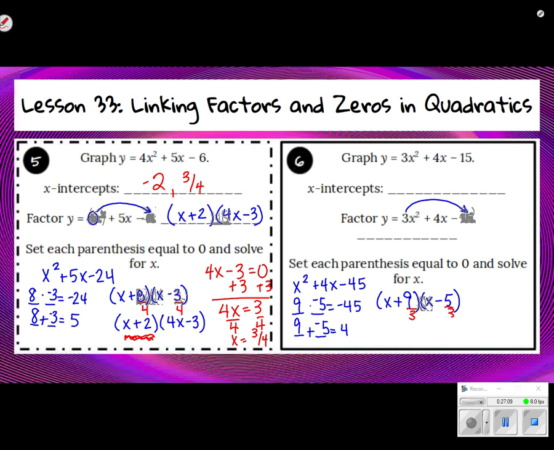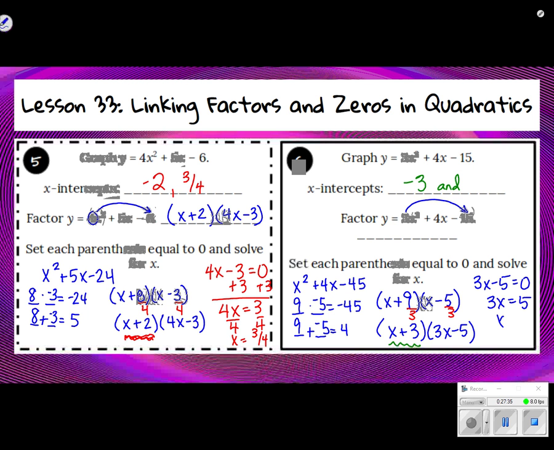And then remember, I have to slide and divide by 3. So I'm going to have x plus 3, 3x minus 5. And so this one right here is going to be the opposite of plus 3, negative 3. The other one is a little bit tougher, but I would add 5, and I would divide by 3, I would get 5/3.